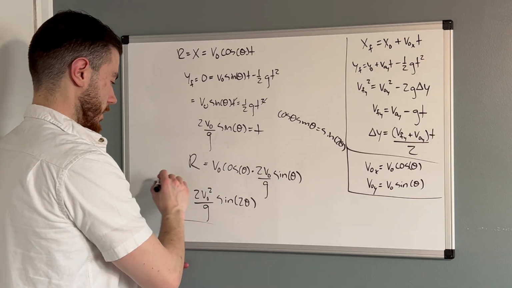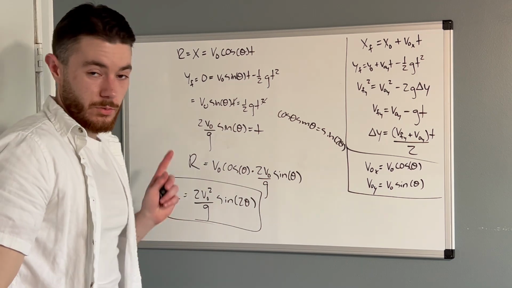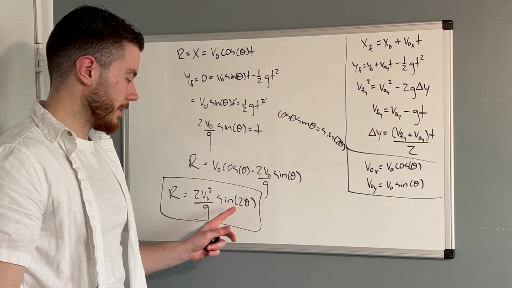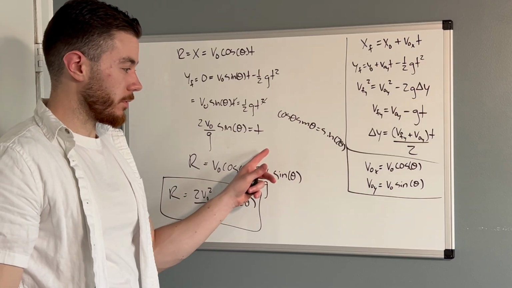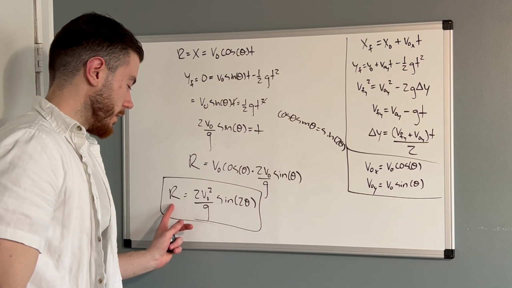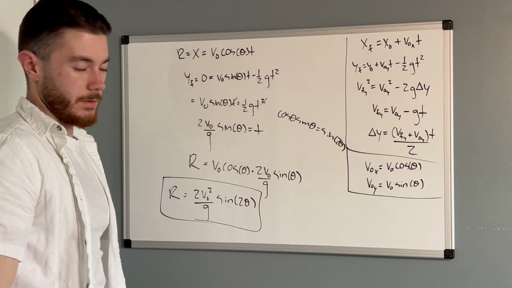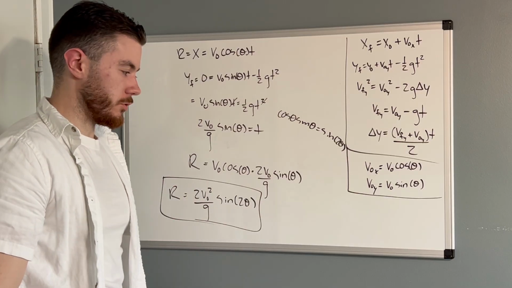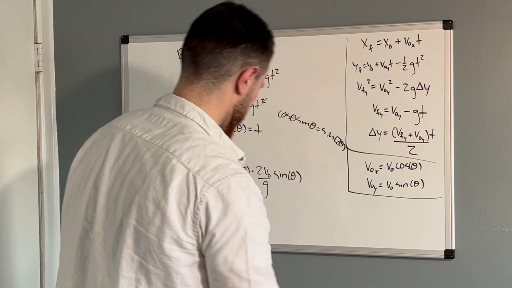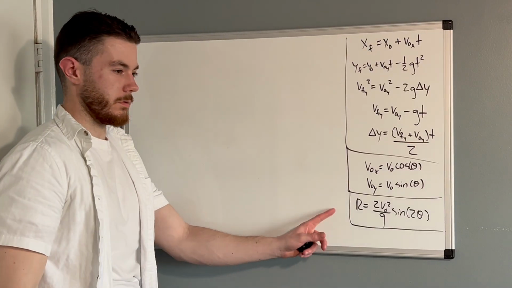Call this the range equation. Twice the initial velocity squared divided by gravitational acceleration times sine of twice the angle that the initial velocity makes with respect to the horizontal is equal to the total range that the object projectile travels in the x dimension. This is something that's true. I will add it to our box over here.